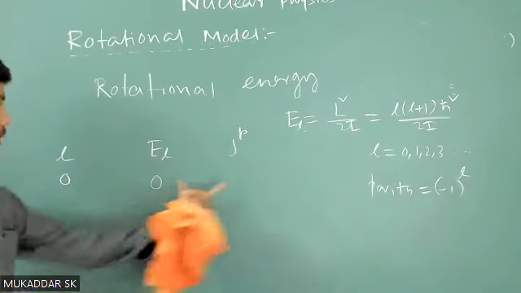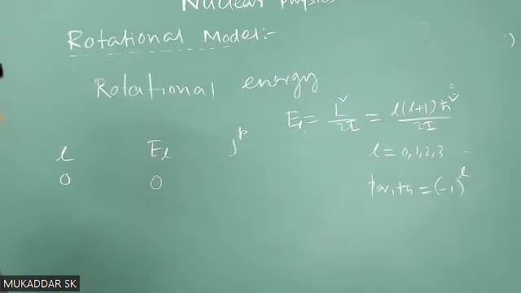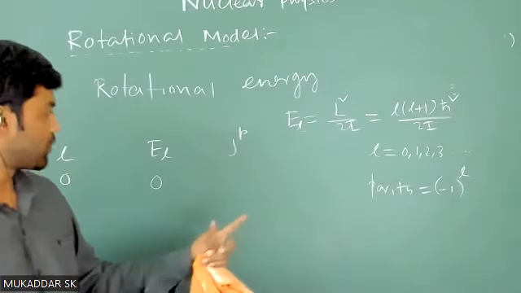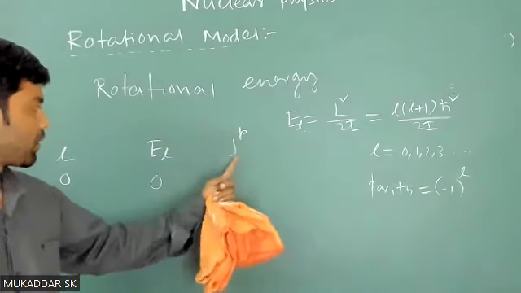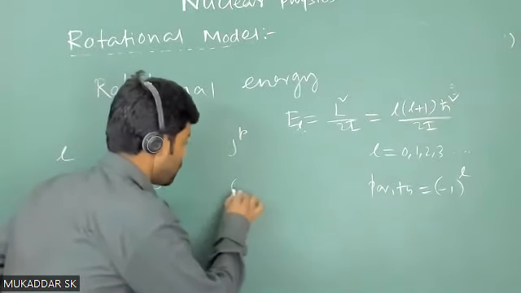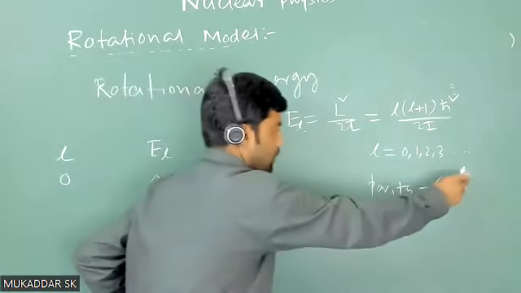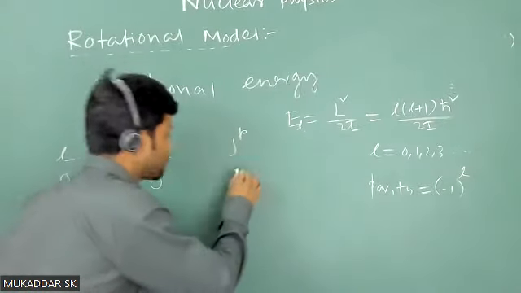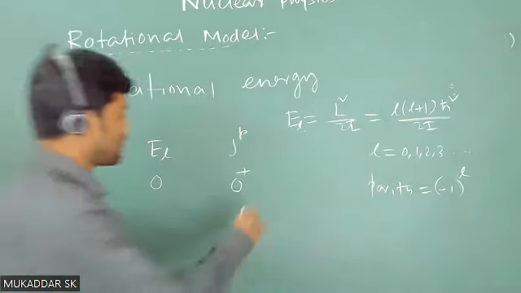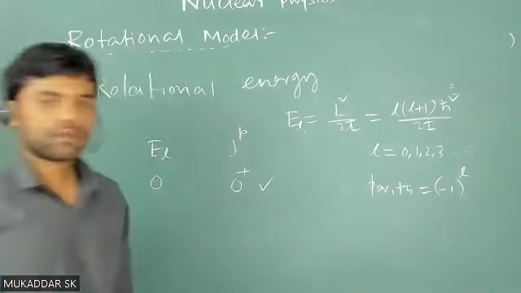Now for this set, what is the spin parity? The value of L is 0, so the parity will be positive. What will be the value of J? J will be this number, 0, so if you substitute L equals 0 here, that gives positive parity. So this will be your ground state.